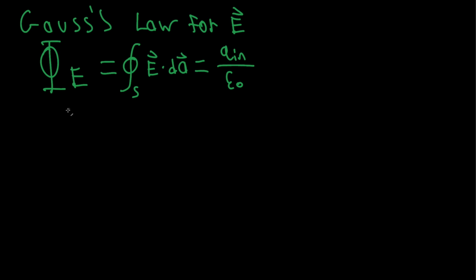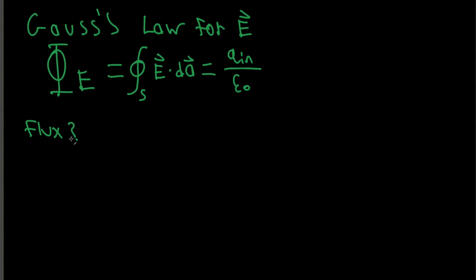Gauss's law states that the flux through a closed surface is the charge enclosed divided by this constant, which is the electric permittivity of free space. So let's unpack those different concepts. First, what is flux?